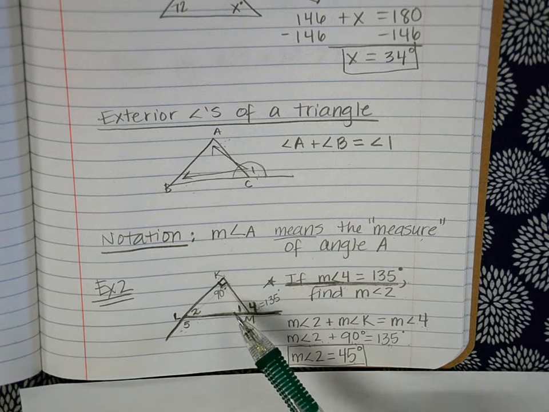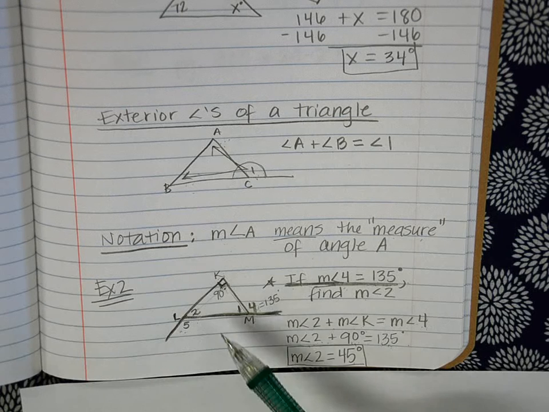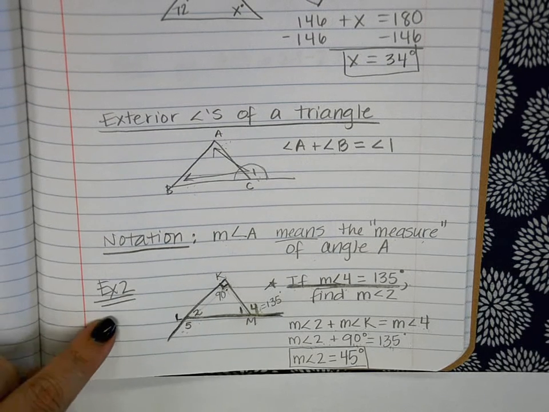So I put extra angles here, and they'll do that because they want you to know what you're supposed to be looking for, right? So they're always going to put extra numbers and extra angles, and you have to decide what you're looking for. Well, they don't want to confuse you. They just want to make sure you know that you know it. Okay, any questions on example 2?